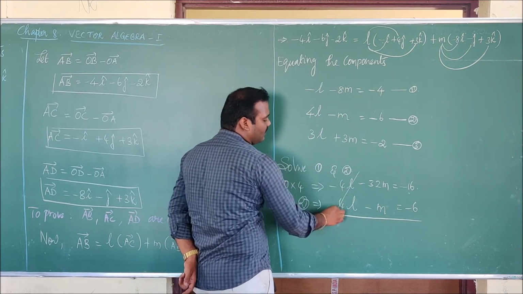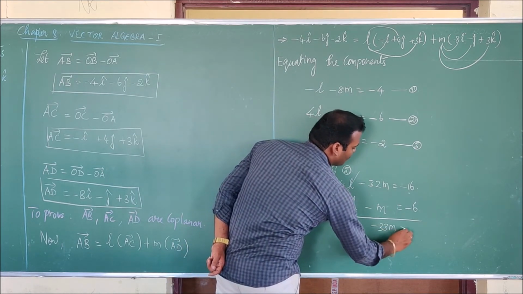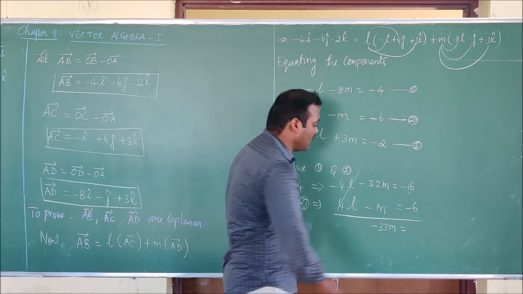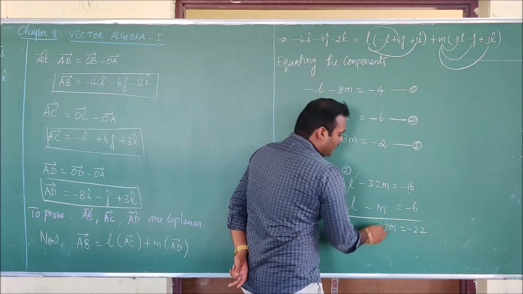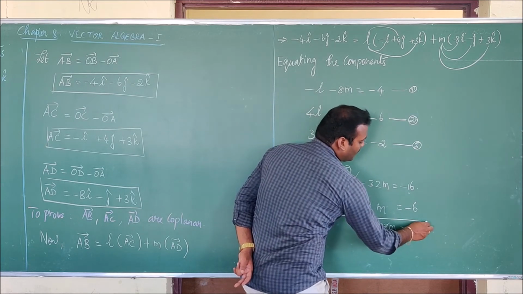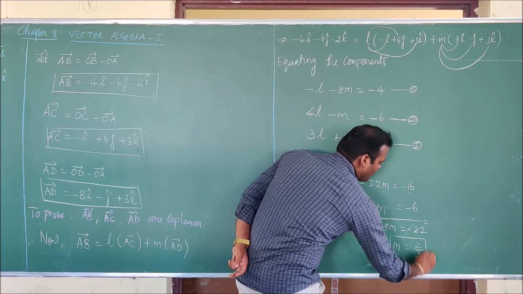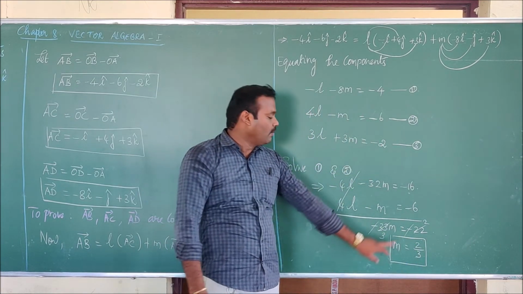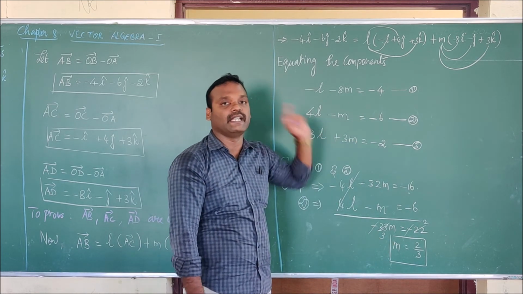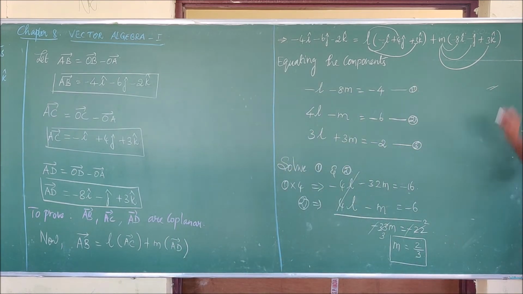When you are adding this, these two things will get cancelled. When you are adding this, what will you get? Minus 33M, which is equal to minus 16 minus 6, which is nothing but minus 22. This minus and minus will get cancelled. 3 11s are 33 and 2 11s are 22. So M is equal to 2 by 3. By substituting the value of M in any one of the two equations, you can find the value of L. So now we are going to do that procedure.